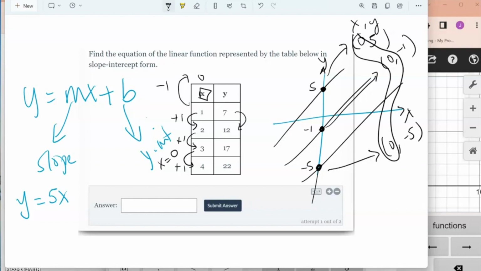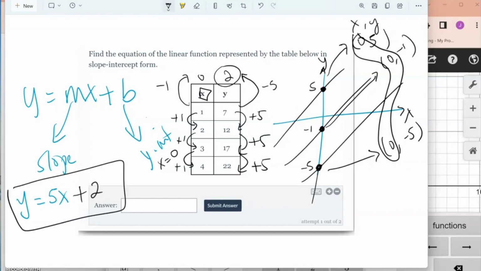So each time, what am I doing here? To get from 7 to 12, I am adding 5. From 12 to 17, I am adding 5. I'm adding 5 each time, right? So if I want to go backwards, I'm going to subtract 5. I only need to go back one more time, so I subtract 5 from 7, which gives me 2. So my y-intercept is equal to 2. So 5x plus 2 would be my answer.